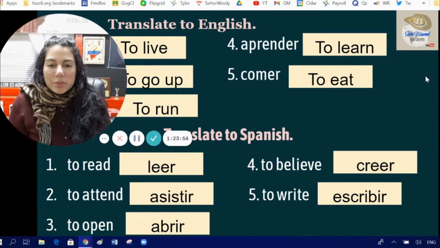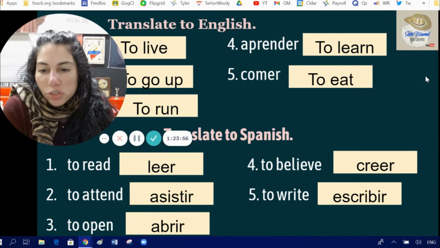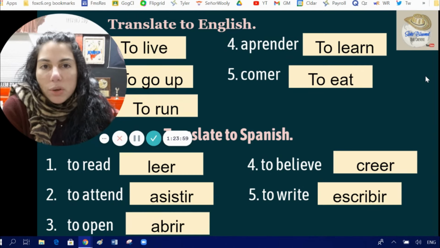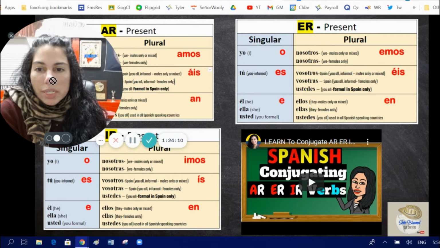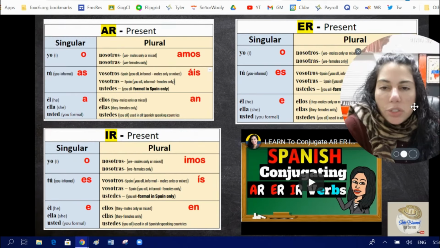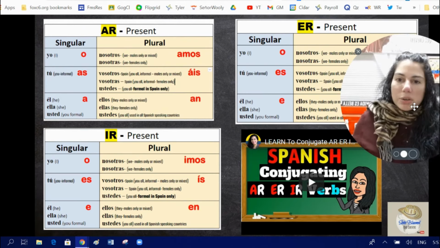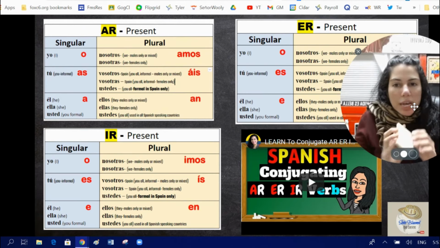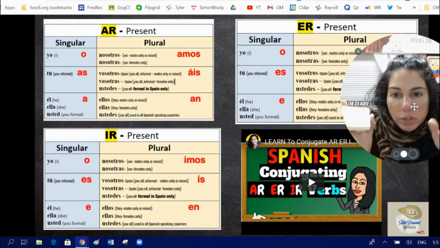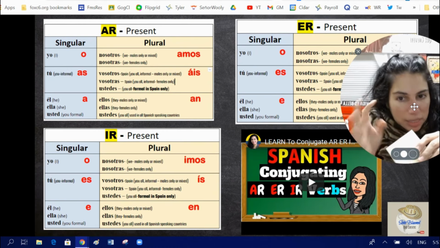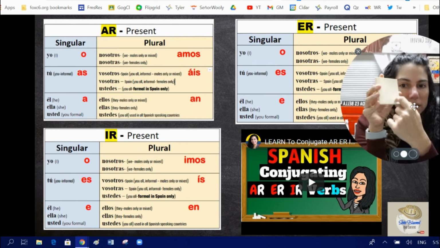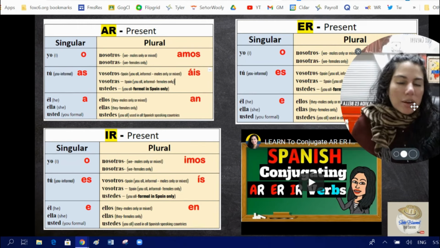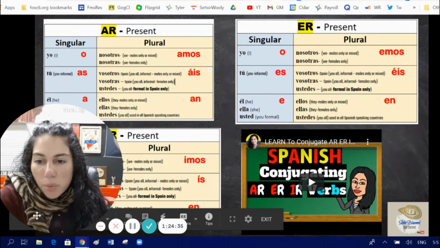So if you need to pause the video and write this down, go ahead and do so. You can take notes in your study guide. Here again, I give you all the charts for each of the endings. So make sure, again, you make little flashcards or write them down. And you don't have to write all those things, like all the pronouns. You just need to write a line, two across, and then put O, as, a, amos, áis, and then put AR. And then do one for ER and IR, okay? So you remember what comes where.